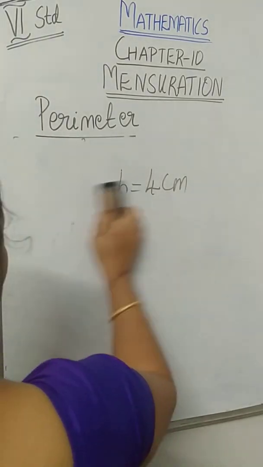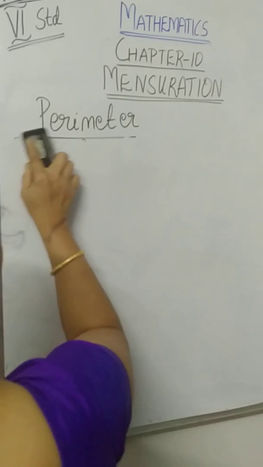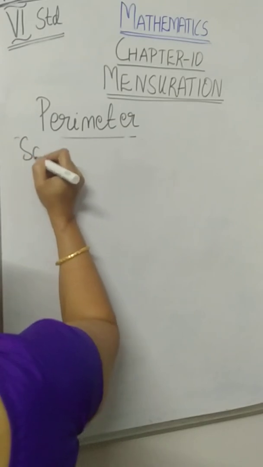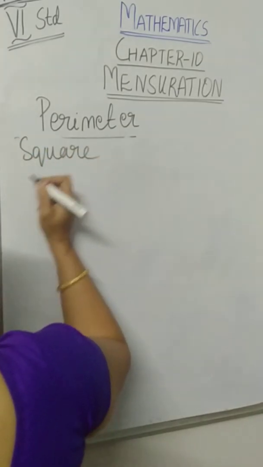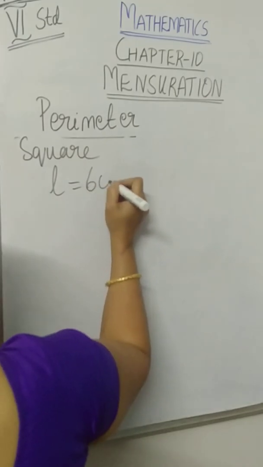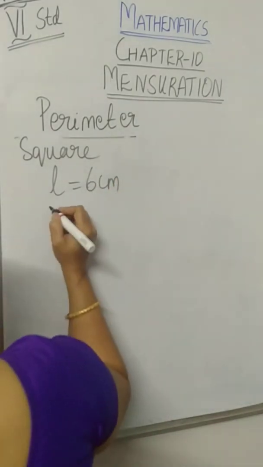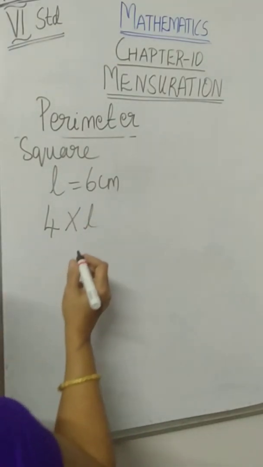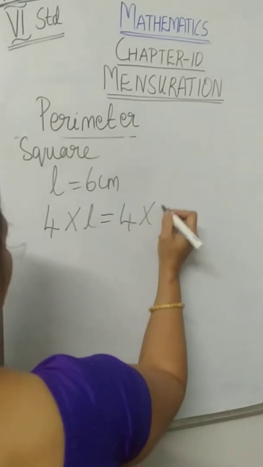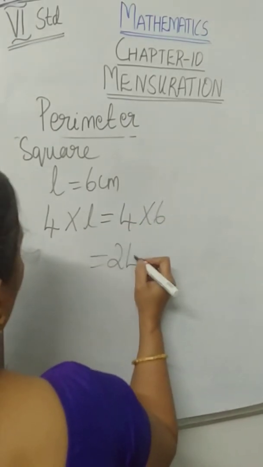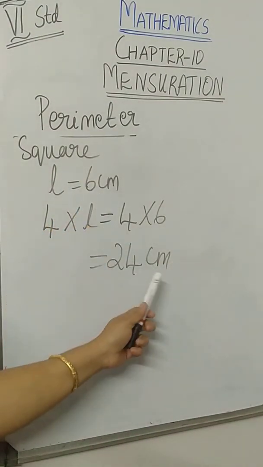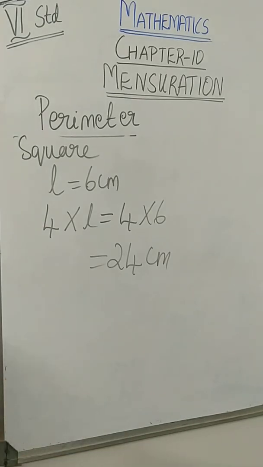I'll give an example for square. For a square, what is the perimeter of a square whose length is 6 centimeter? How will you calculate? What is the formula? It is 4 into L. Perimeter of a square is calculated as 4 into L, that is 4 into 6. 4 6 are 24 centimeters. So perimeter of a square whose length is 6 centimeter is 24 centimeter. Perimeter is 24 centimeter.